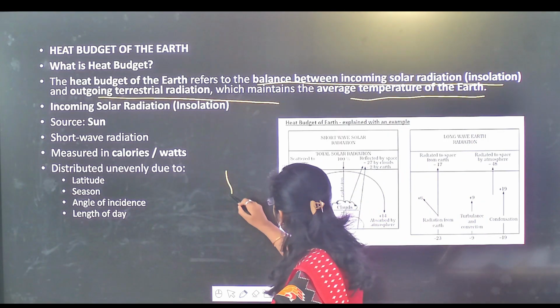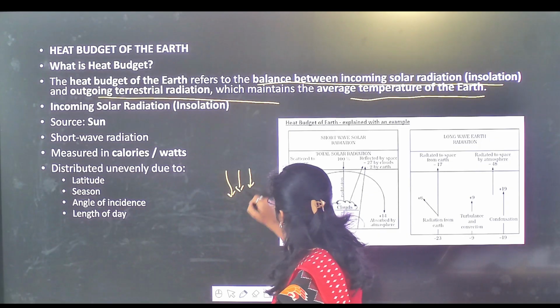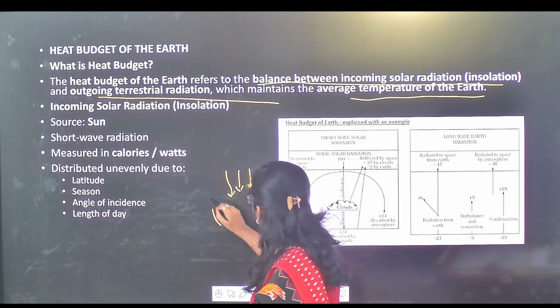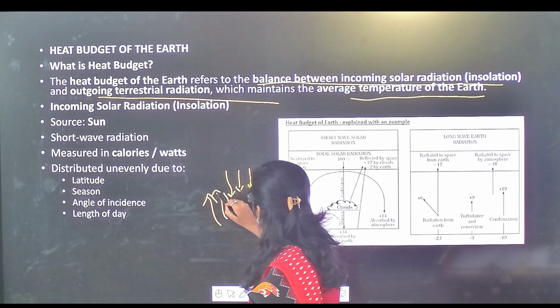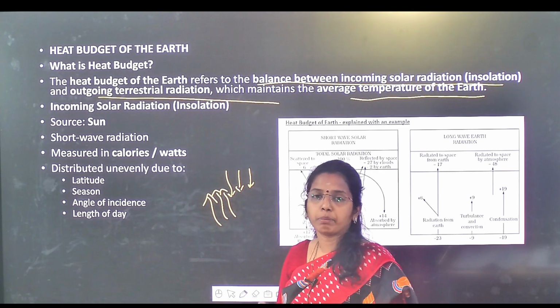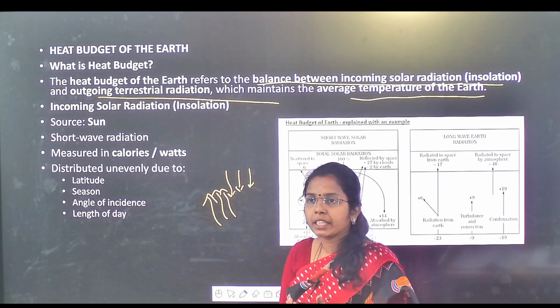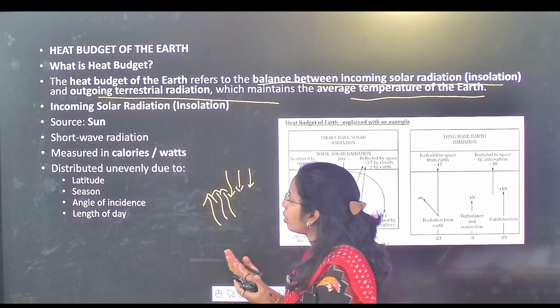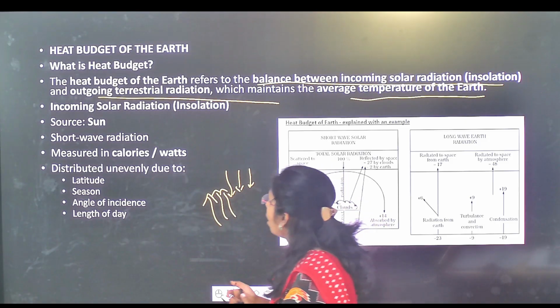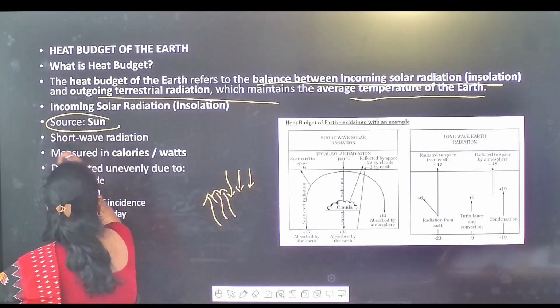If the earth continuously absorbs solar radiation and does not emit any radiation back, it will continuously heat up, right? So, to maintain that balance, we are going to learn heat budget. How? First source, sun.